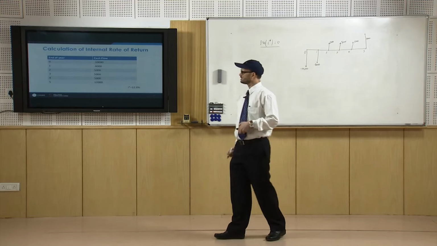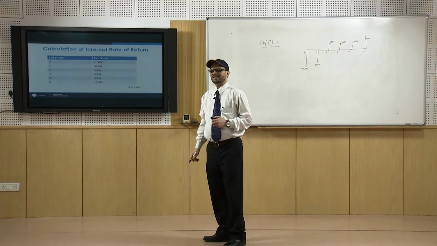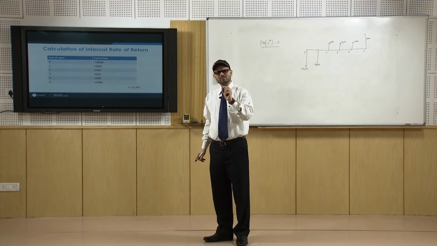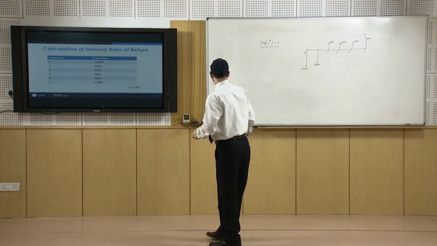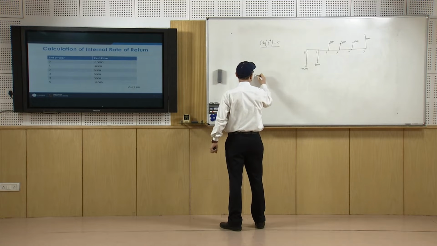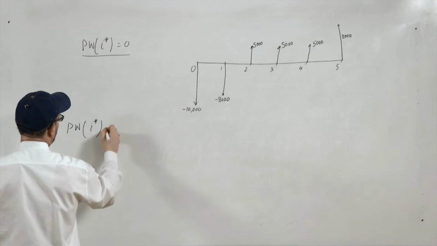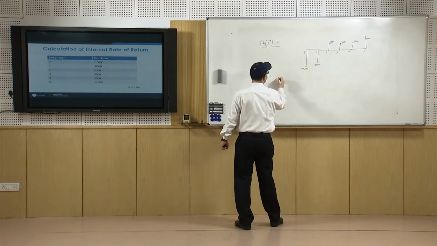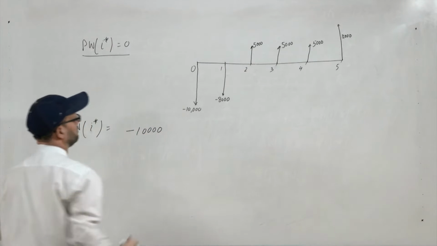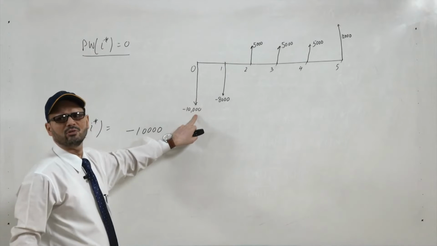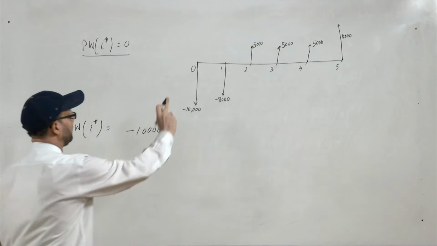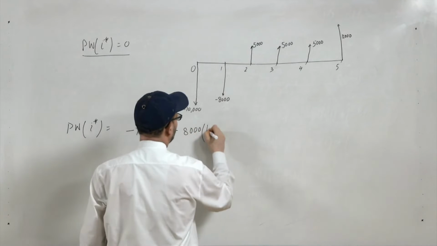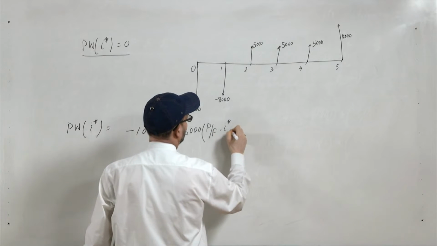The condition tells that the present worth should be 0 for that particular interest rate, and that interest rate will be the internal rate of return. So, the present worth for the rate of return I star will be nothing but minus 10,000, because we are finding the equivalent value at this time itself. Then we will have 8,000 multiplied by P by F, I star, 1.